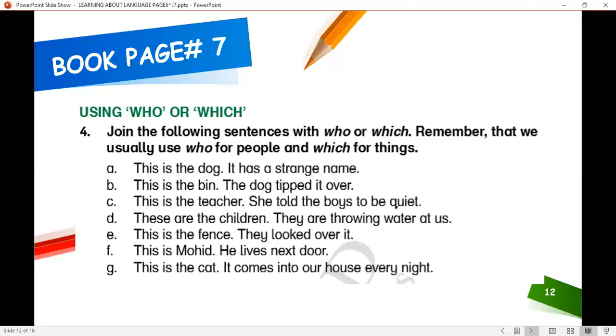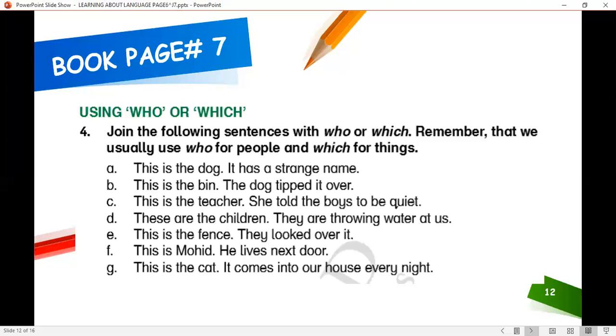In the next sentence, this is Mohit who lives next door. Mohit is referring to a human being. He is a human being. So that's why we will use who for Mohit.